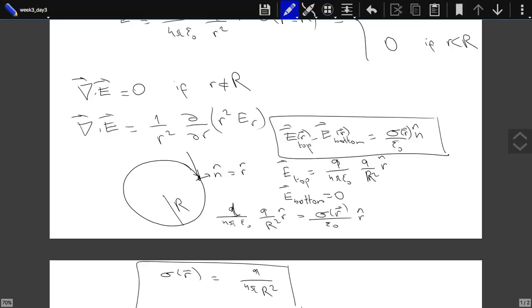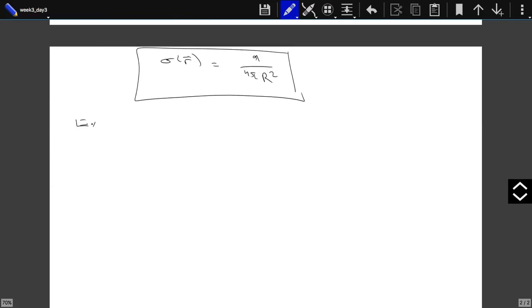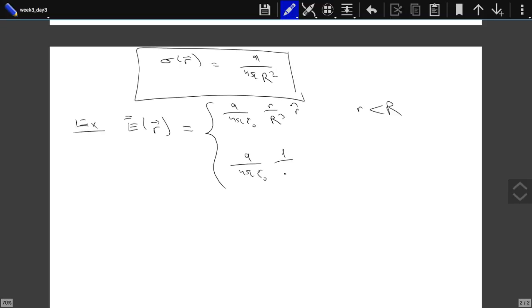Let's do one more example in which we will have both a volume charge density and a surface charge density. Let us assume that the electric field, now this is similar to the problem in the book that you have in your homework, is equal to Q over 4 pi epsilon 0 times r over R cubed in the r hat direction if r is less than R, and it is Q over 4 pi epsilon 0, 1 over r squared, again in the radial direction, if r is larger than R. Now, this was the example in your homework.